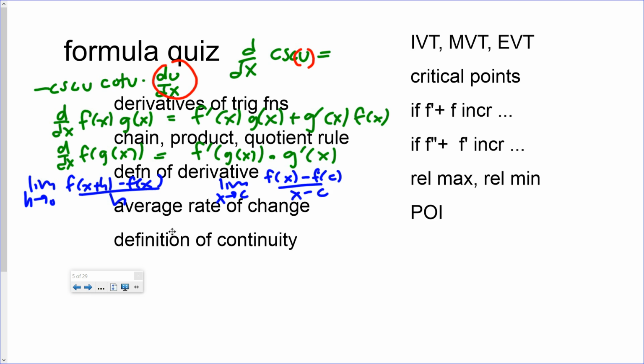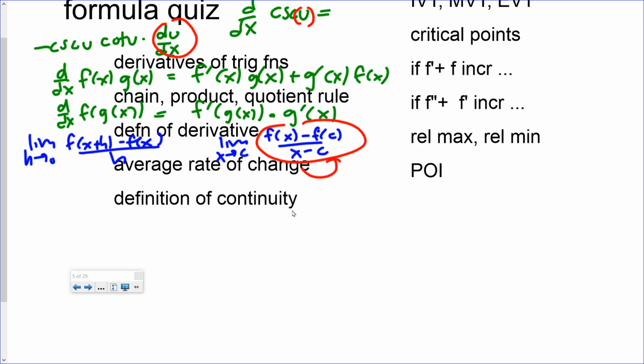All right, what's the average rate of change? It's really just the slope. So guys, if you wrote this, that would be correct. Okay, that's not the way I teach you, though. I teach you with f of b.